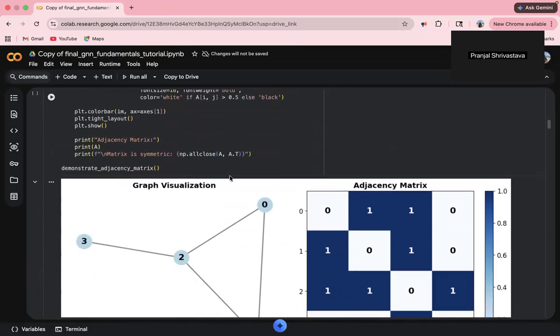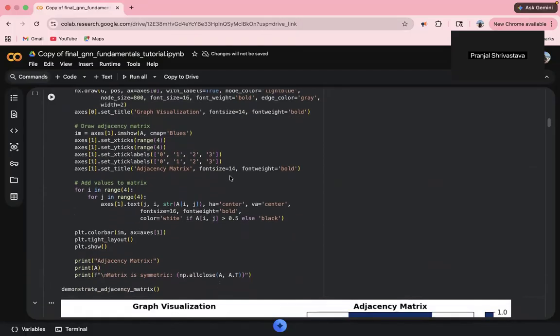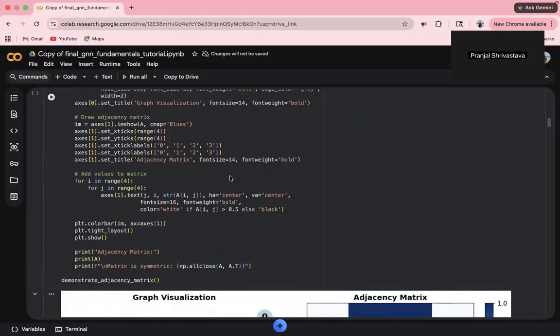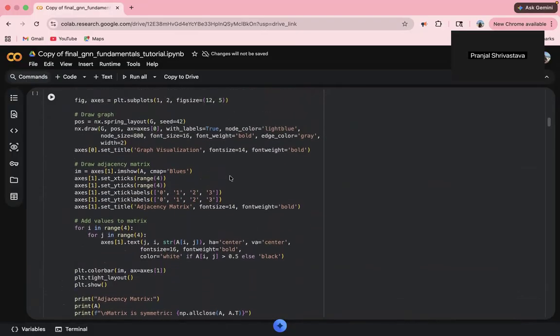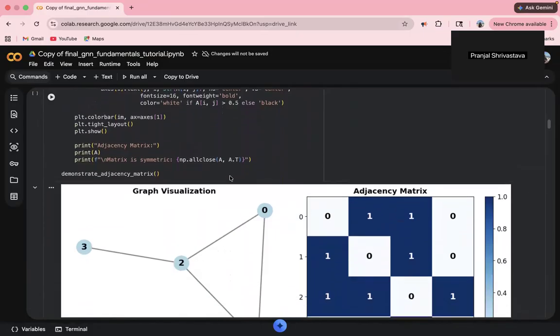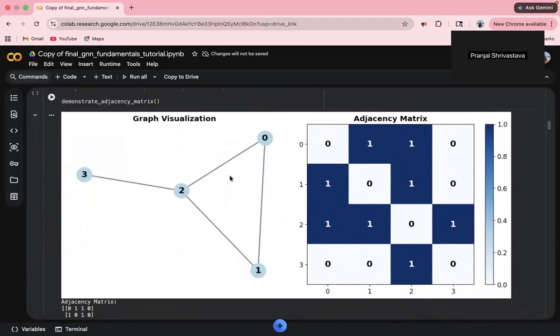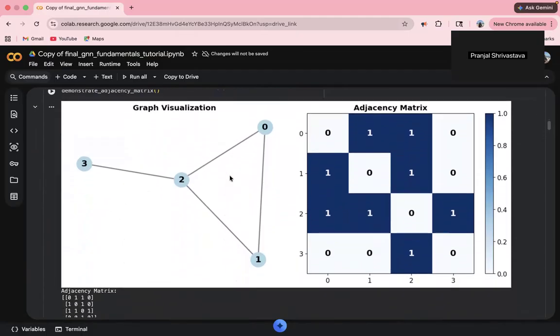The adjacency matrix is the most natural representation. Entry A[i][j] is 1 if there is an edge from node i to node j, 0 otherwise. For undirected graphs, it is always symmetric. If i connects to j, then j connects to i. The downside: for a graph with 1 million nodes, the matrix has 1 trillion entries, almost all zeros. That is why we need sparser representations for real world graphs.